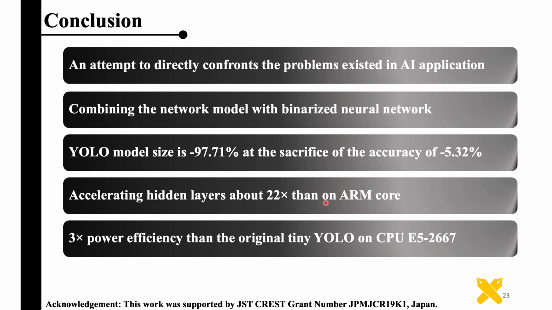Through the pipelining of the data stream, the FPGA part is accelerated about 22 times compared to purely running on the ARM core. Talking about the power efficiency, comparing with the CPU Xeon, it also achieves 3 times better performance. In the future, we will apply our model on another board to prove the flexibility of our design.